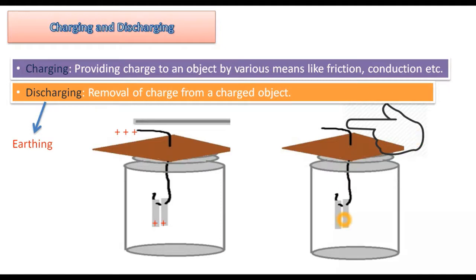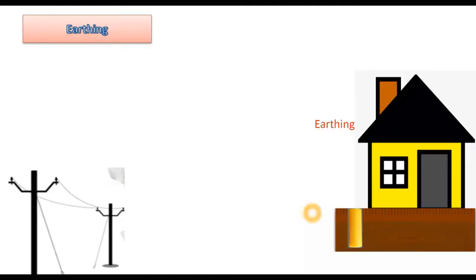Now, once these aluminum foils get discharged, what happens? They again come together. First, they repelled because of the charge, but when they lose all the charge, when discharging happens, they do not repel away from each other. Now, let's talk about earthing.